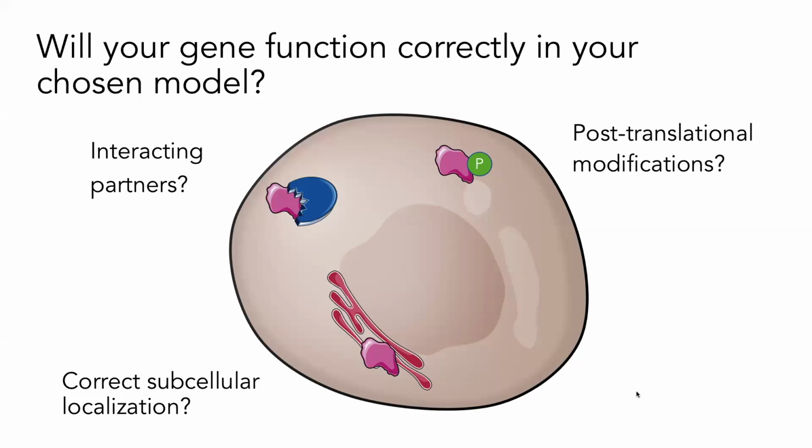And then, more broadly, are the cellular systems in place in your model that your functional assay depends on? Another easy example is if you're doing a splicing assay, then you probably don't want to do it in a prokaryotic system. And you can think of many of these other case examples as you go.